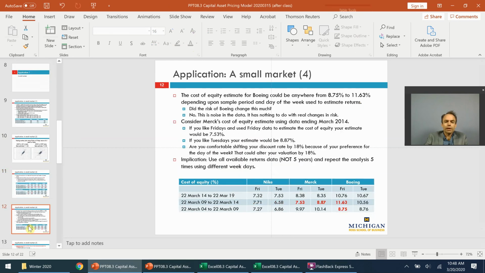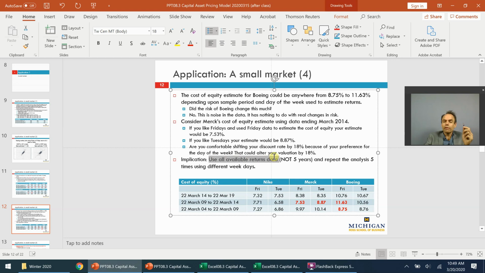Turning to our after-class version of the presentation, you can see how much the beta estimates and the cost of equity estimates have changed. The implication is that you want to use all available returns data, not just 5 years, and you want to repeat the analysis 5 times using different weekdays for the analysis. Now, we didn't talk about a minute ago how these numbers change from one 5-year period to the next, but you can see it's quite profound in the table.